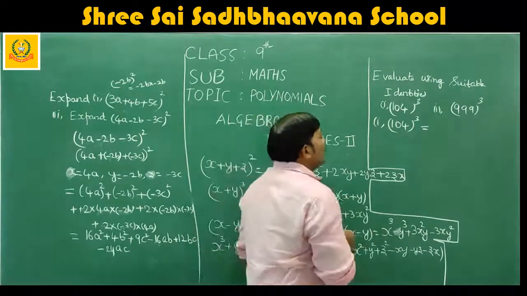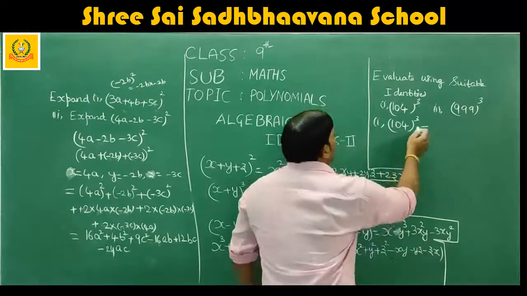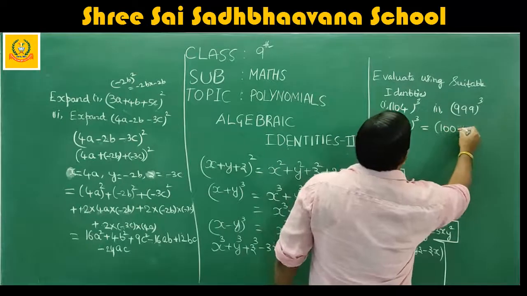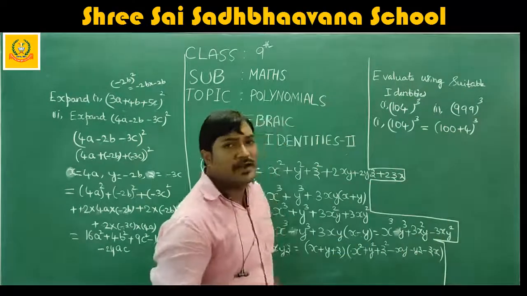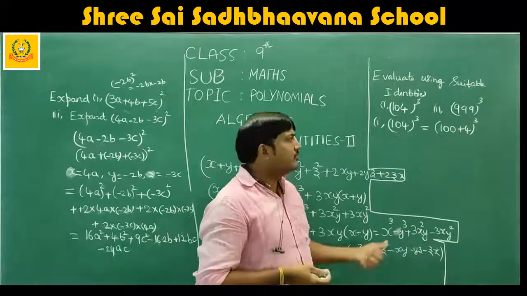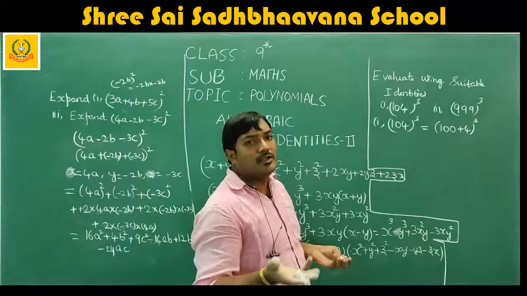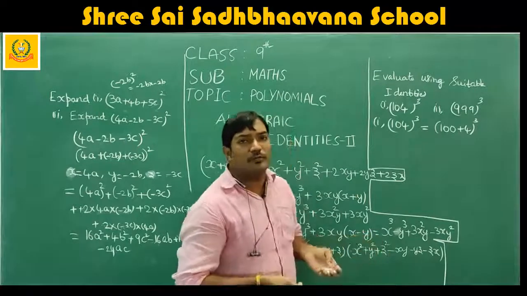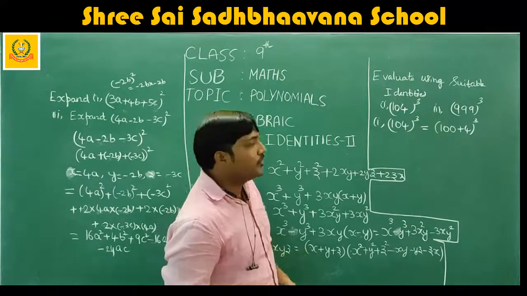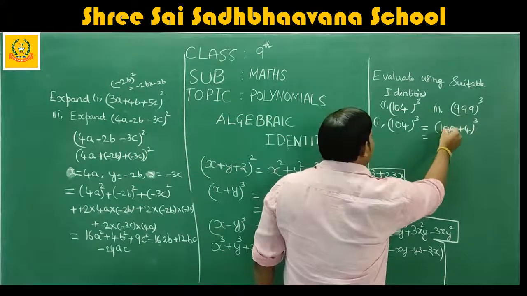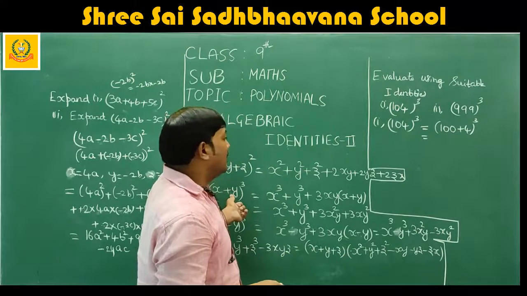So 104 whole cube, which identity can I use? Obviously 104 can be written as 100 plus 4 whole cube, isn't it? 100 plus 4 whole cube. Why can we write 104 as 100 plus 4? 100 plus 4 will give you 104. So 104 cube can be written as 100 plus 4 whole cube. Which identity does it resemble? It is equal to it.